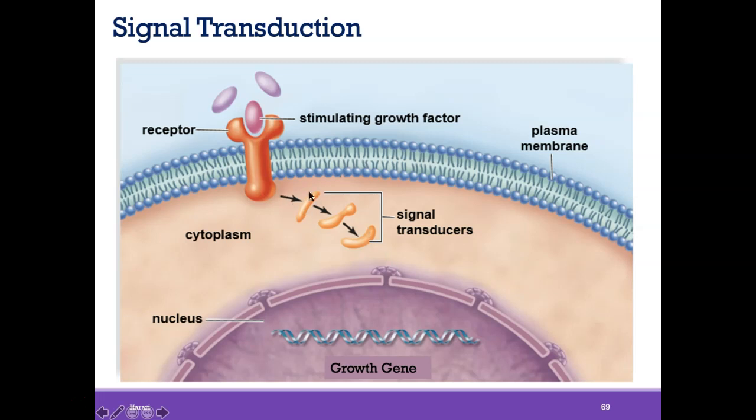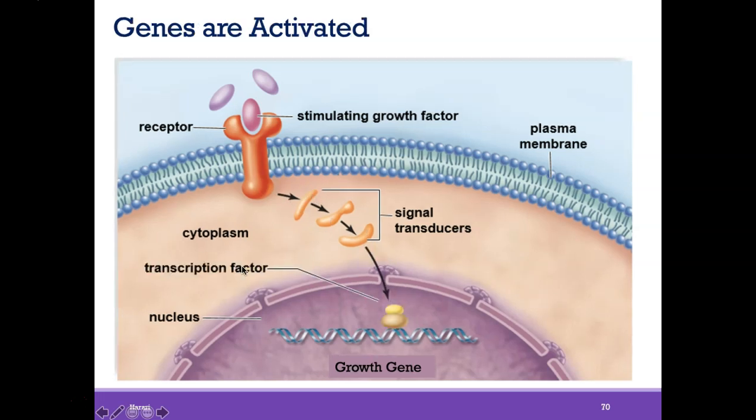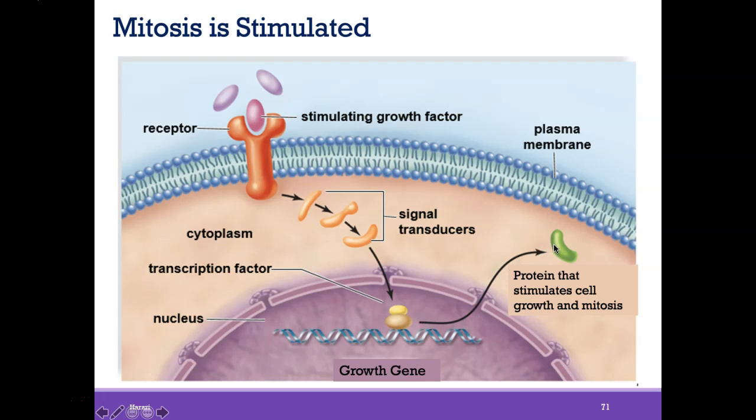These activated proteins in the cytoplasm can then send a transcription factor into the nucleus. And what we know about transcription factors is it tells RNA polymerase, hey, RNA polymerase, transcribe this gene. So as a result of this transcription factor being there, RNA polymerase will then make this growth gene. We'll start transcribing the growth gene. And then a protein will be made that can stimulate cell growth and mitosis. So again, in response to this growth factor, the nucleus changed the gene expression to make proteins to stimulate mitosis.